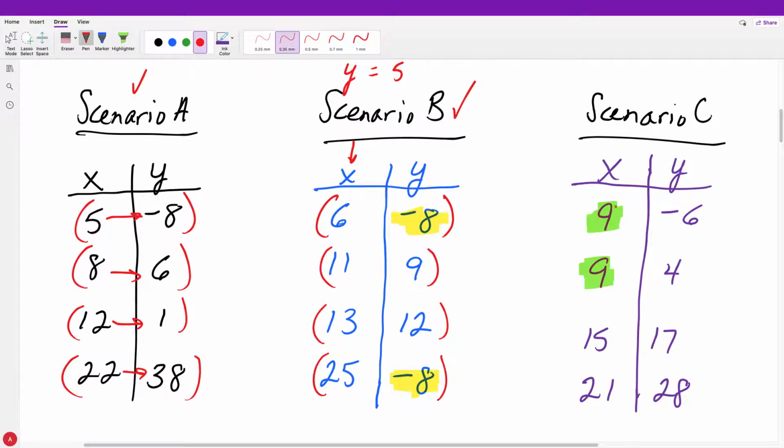But when we look over here, I see that when I plug in 9, it gave me -6 one time. And when I plugged in 9, the next time it gave me 4. Whoa, wait a minute. How does the machine know which one to give us? When I plug in D1, it's not going to say, oh, well, is that going to give us chips or is that going to give us soda? No, it needs to know exactly. So this one is not a function because our x of 9 actually generated two different answers.